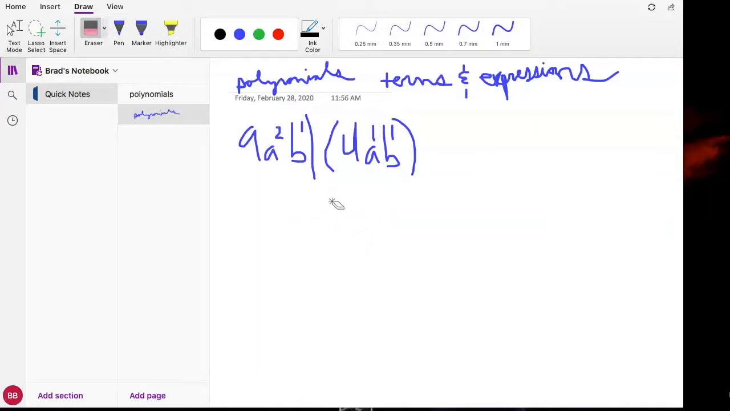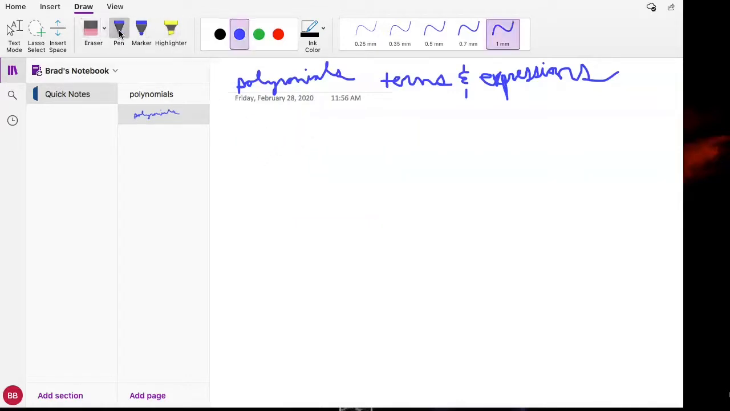All right, let's get rid of this one. 2 down, 2 to go. Hopefully this is making sense. The basic concept is to add exponents when we're multiplying them, and that's really all you've got to know.